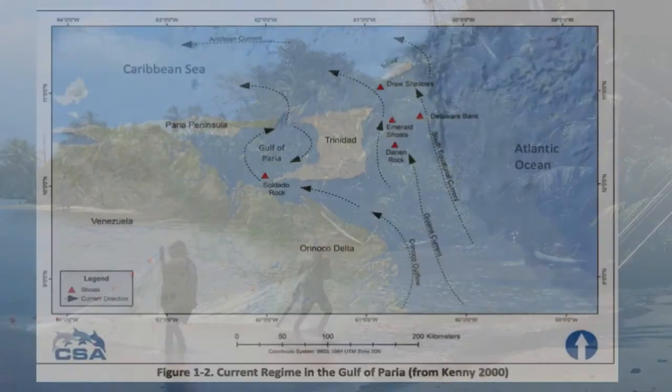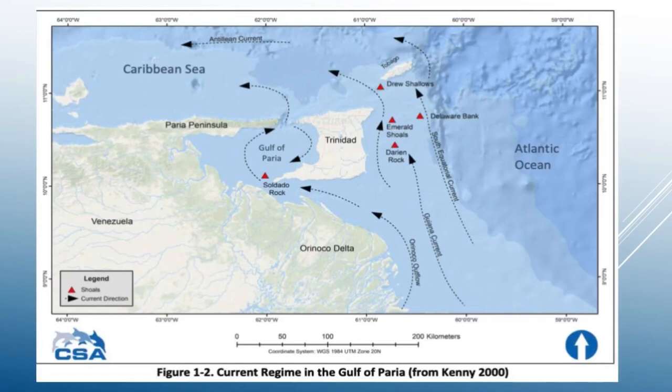The risks from these potential spills and consequences on ecological resources were quantified in the scenario consequence analysis. It was determined that winds could potentially transport an oil spill anywhere in the Gulf of Paria, placing the entire coastline at risk.